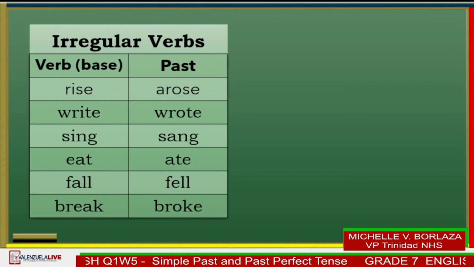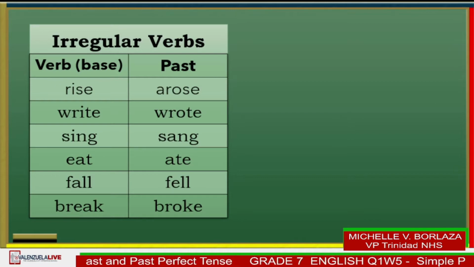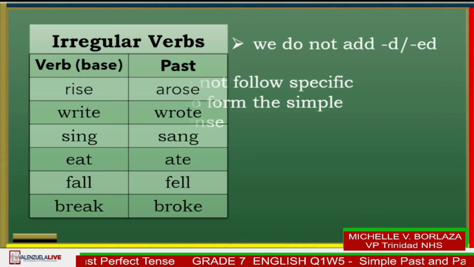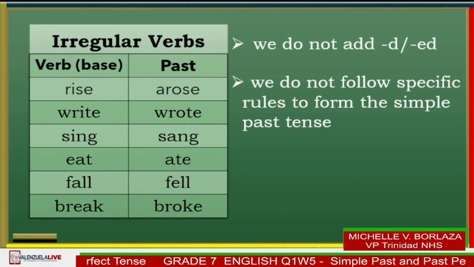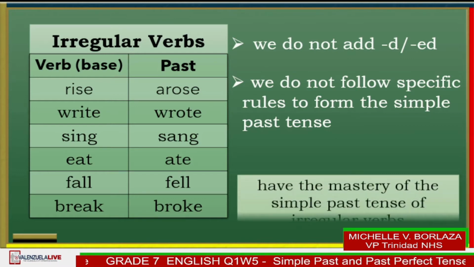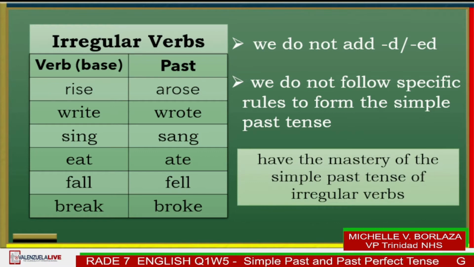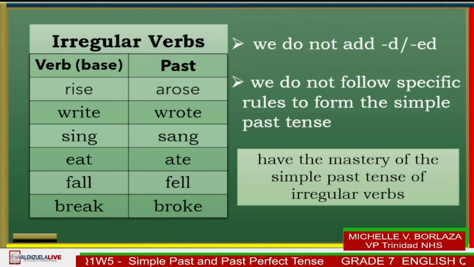For irregular verbs such as rise, wrote, sing, eat, fall, and break, we do not add ed. We also do not follow specific rules to form the simple past tense. What you need to do is to have the mastery of the simple past tense of irregular verbs as they change their spelling.